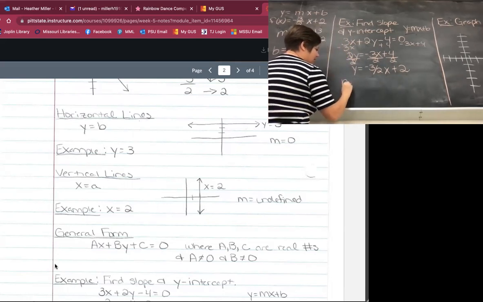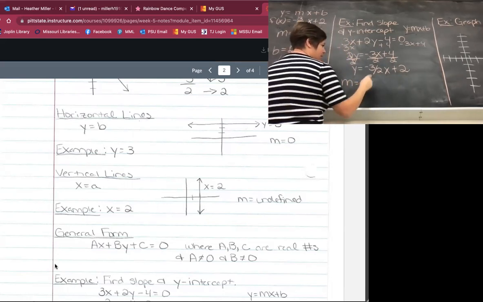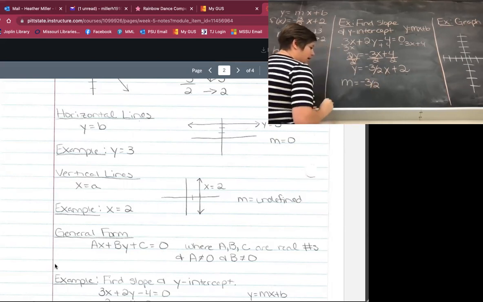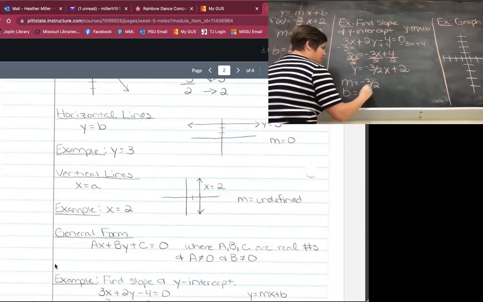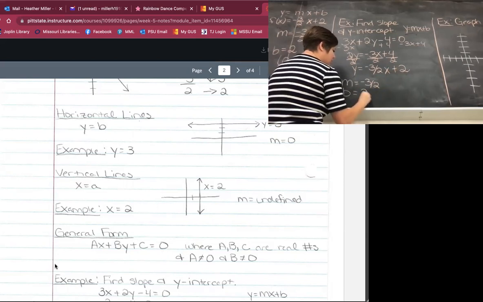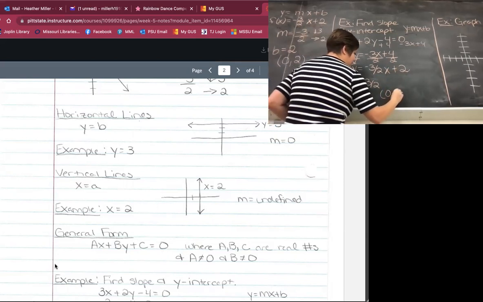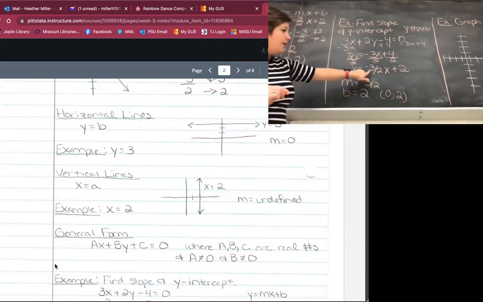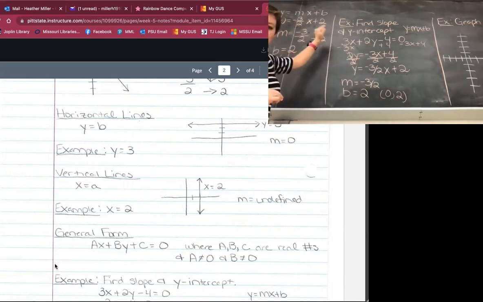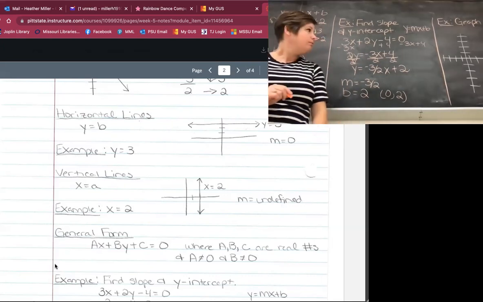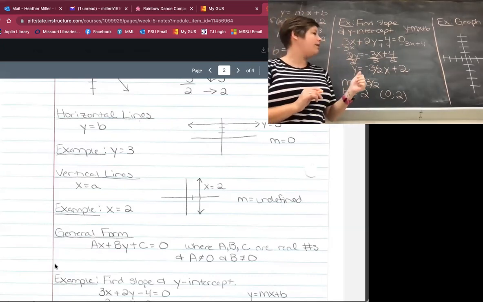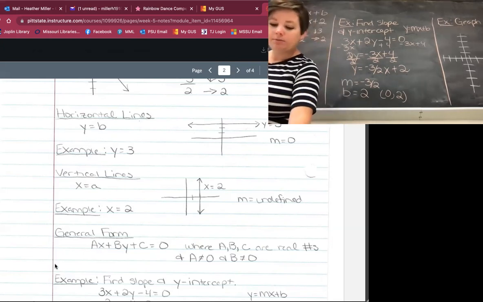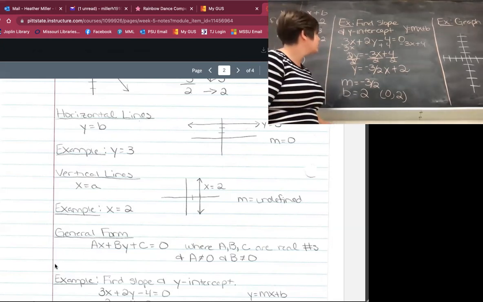So if I need the slope, that's my m. My slope is the negative 3 halves. And if I need my b, or my y-intercept, that's the number on the end, which is 2. So my ordered pair for my y-intercept would be (0, 2). This is the exact equation that we just had a minute ago that we graphed from. And so you could be asked to graph this as well, but we're not going to do that because we've already done this graph. But that's how you would do it.